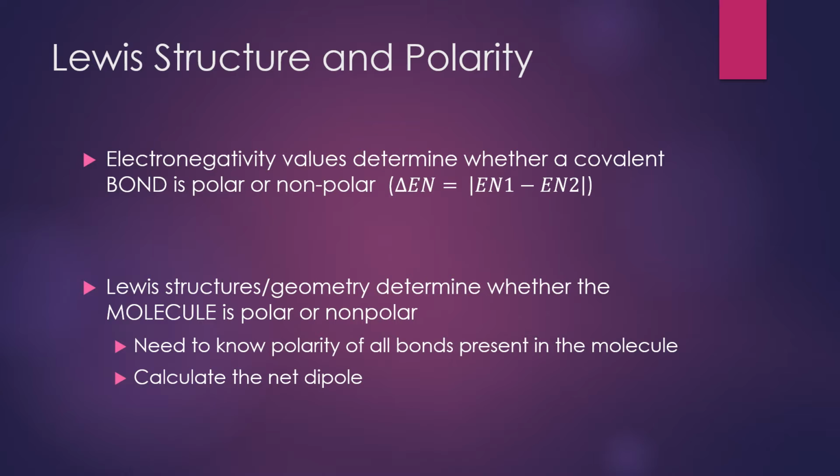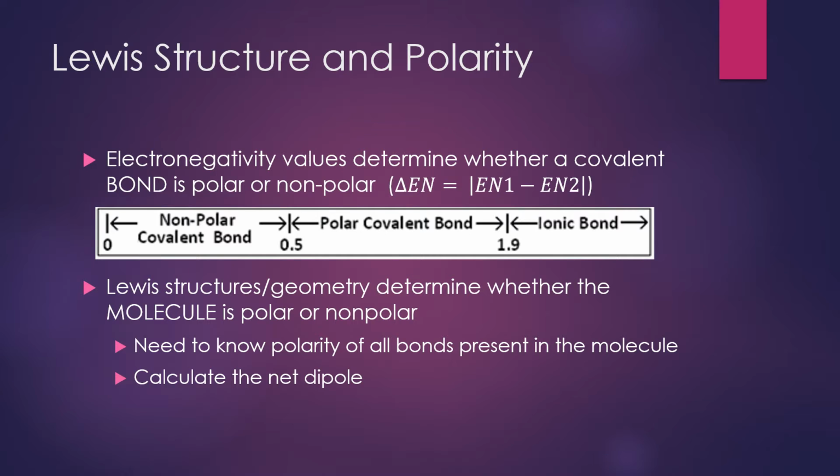So far we've used electronegativity values to determine whether a covalent bond is polar or nonpolar. But what we were looking at is just the bond itself, not the molecule as a whole. So we figured out that one specific bond based off the electronegativity values. We subtracted them and then used this chart here to figure out if it was nonpolar or polar. Which range did it fit in?